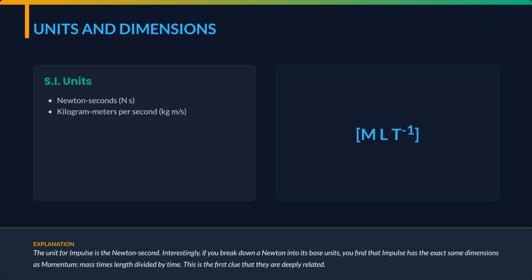The standard SI unit for impulse is the Newton second. When broken down into base units, this equates to kilogram meters per second, which are the same dimensions as momentum. This is the first clue that impulse and momentum are closely related.